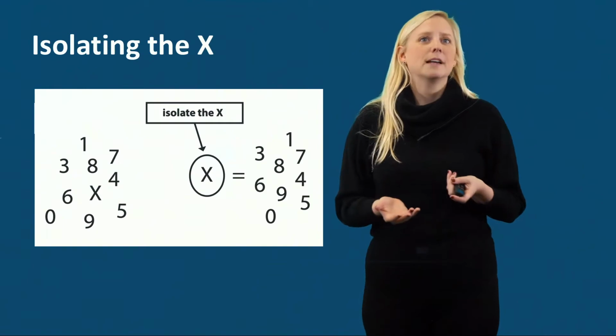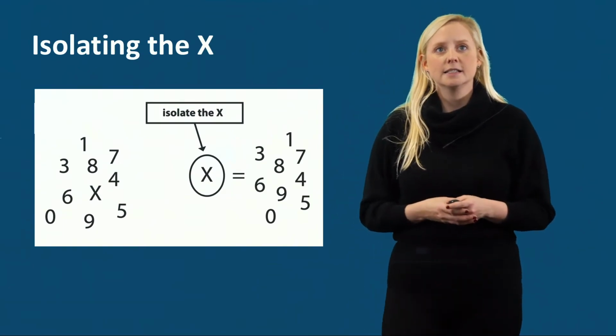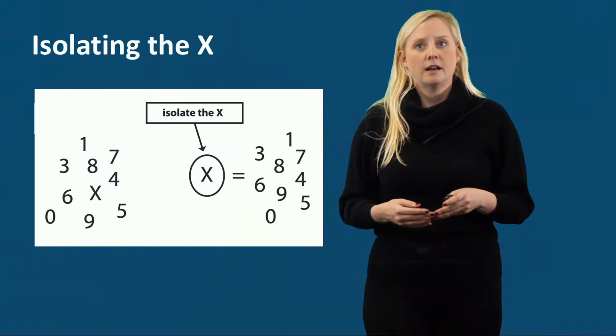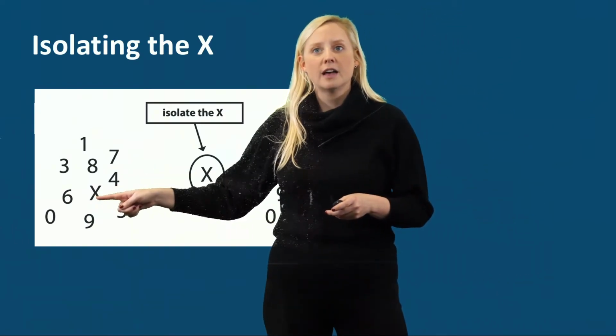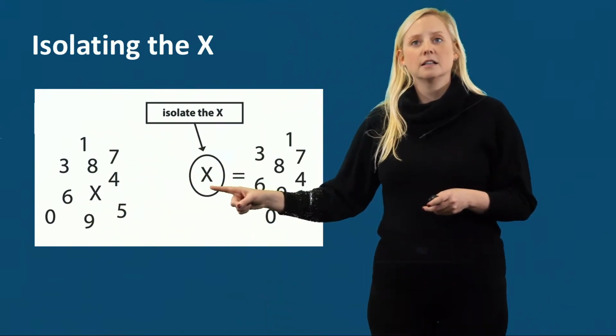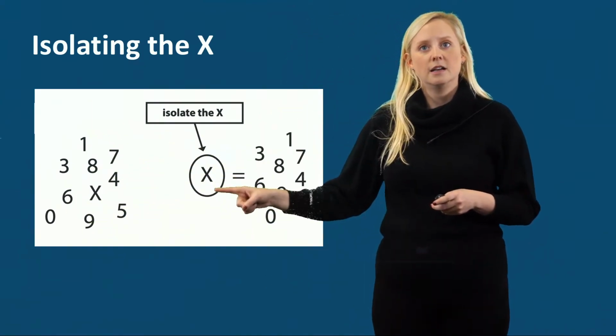So what really am I talking about when I'm talking about isolating the x? Again, I'm talking about getting the x alone on one side of the equal sign. So in this picture, you can see here that the x is mixed with all these other numbers. And here, the x is alone on this side of the equal sign. Here, the x is isolated. This is what we're teaching students to do.